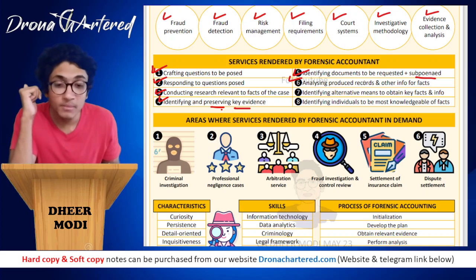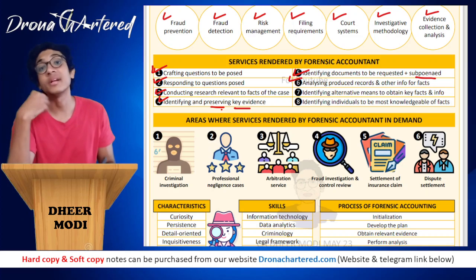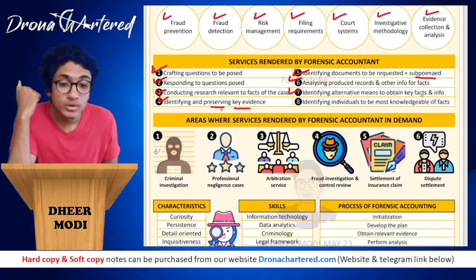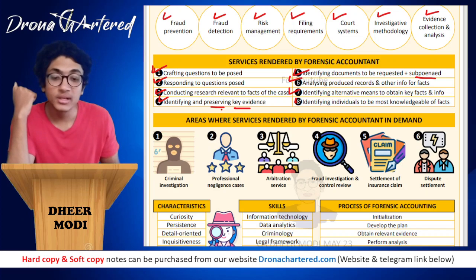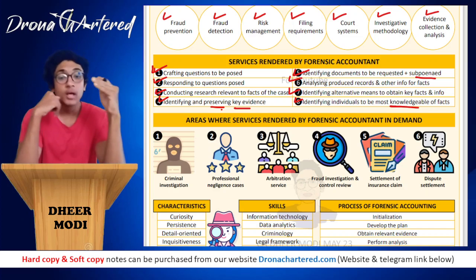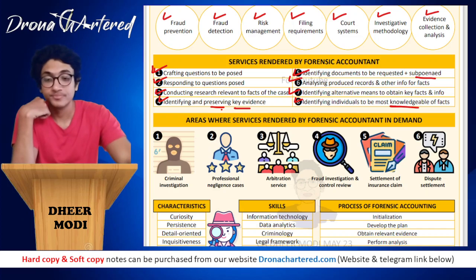Next is analyzing produced records and other information for facts. Of course, once you receive the data, you will also analyze this. Identify alternative means to obtain key facts and information. And last is identify individuals to be most knowledgeable of facts. You have to check which individual will be most knowledgeable, so that it will help you while doing your forensic accounting.